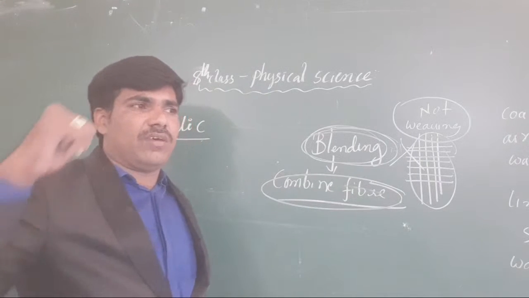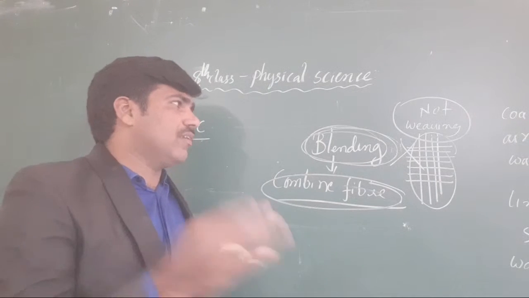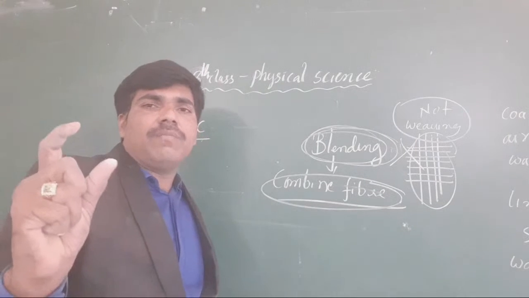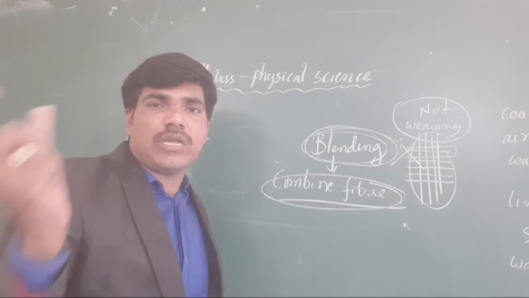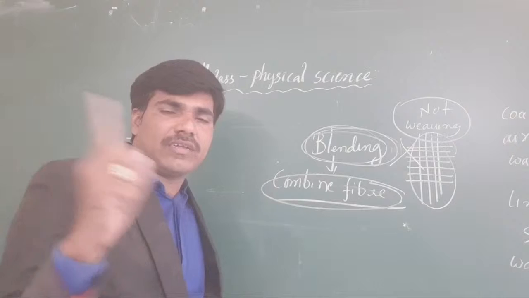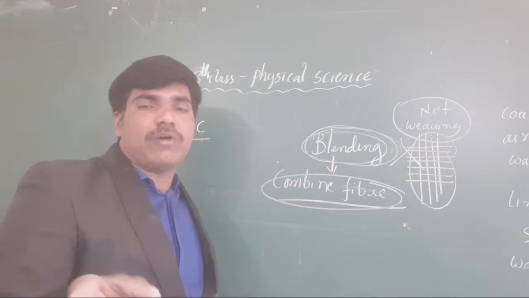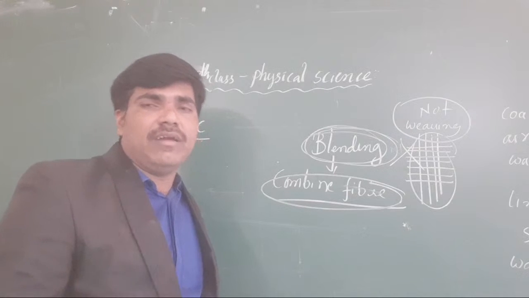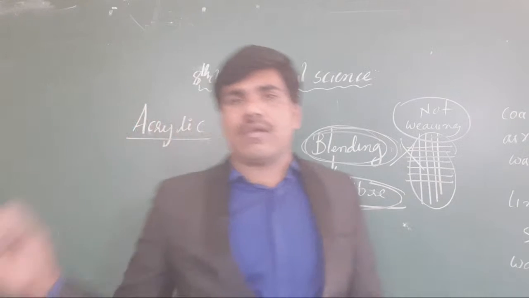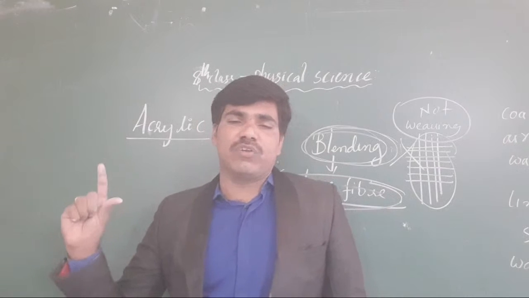Some chemical processes take place between the polymer component of our natural fiber and the polymer component of our synthetic fiber, so that one is combined with another, not in the form of weaving but in the form of blending. You will get our combined fibers. Nowadays most of the things we use are combined fibers only. We do not take a single fiber.